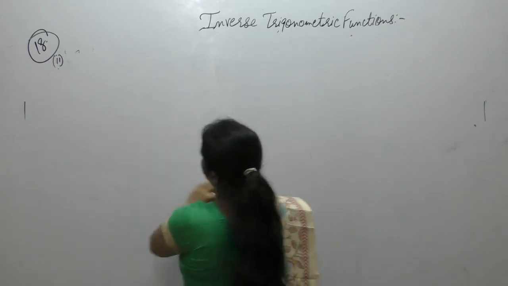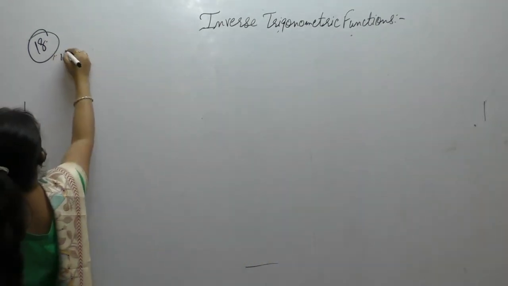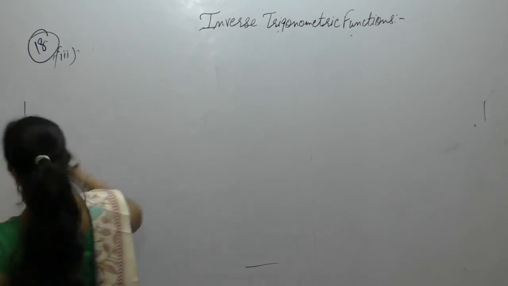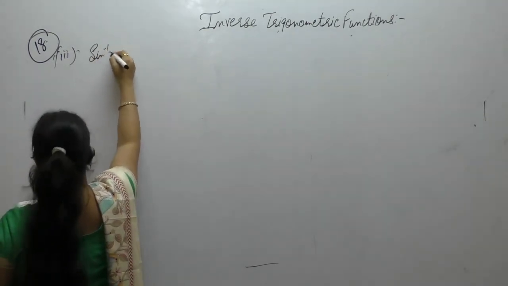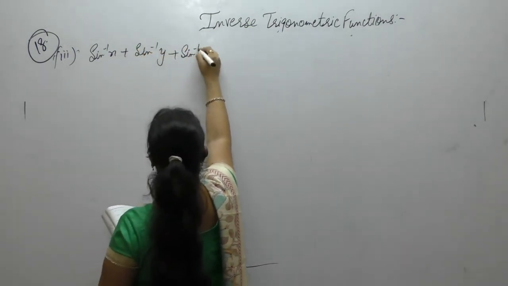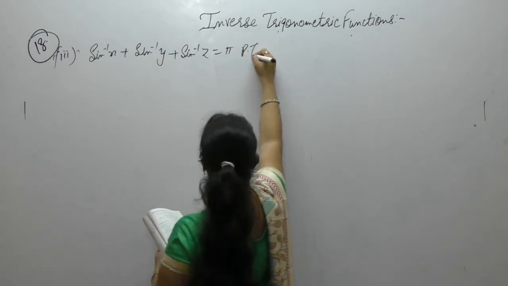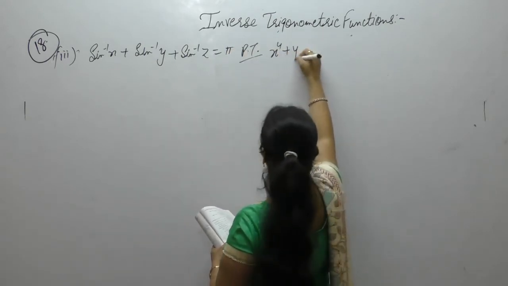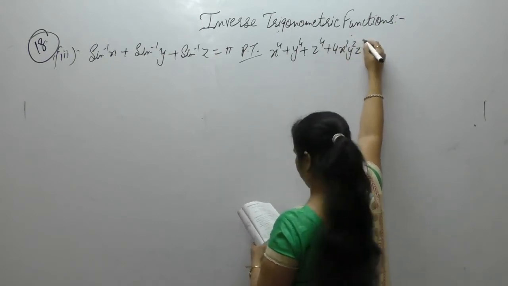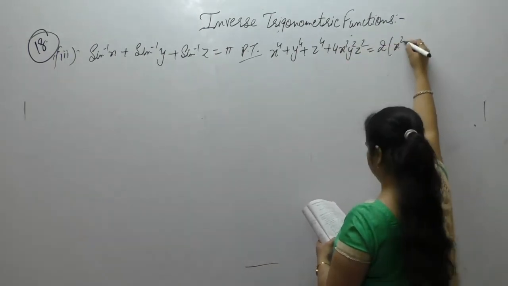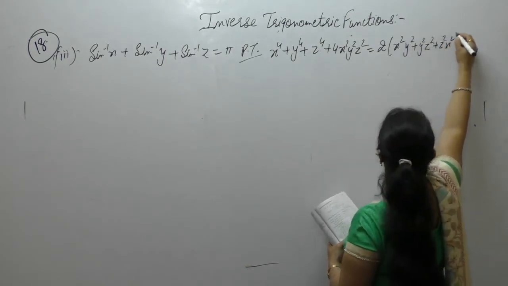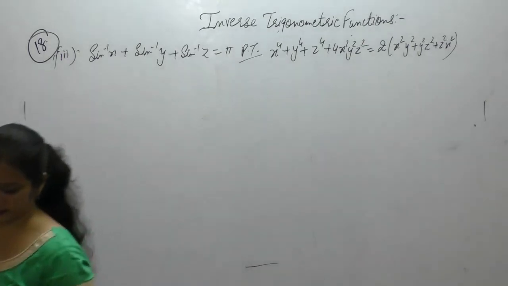Next is the third part. If sine inverse x plus sine inverse y plus sine inverse z is equal to pi, prove that x power 4 plus y power 4 plus z power 4 plus 4x square y square z square is equal to 2 into (x square y square plus y square z square plus z square x square).